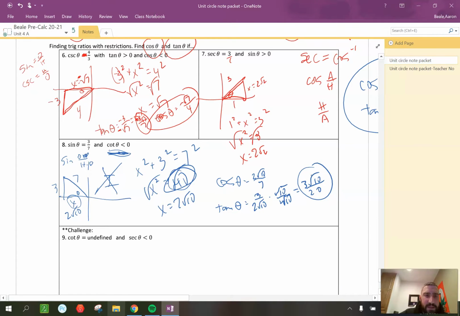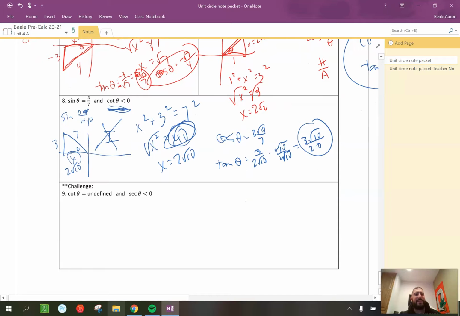All right, challenge question. Cotangent's undefined, and secant is negative. All right, let's try to think about this. Cotangent's undefined. Gonna have to have some zeros in the denominator, so cotangent meaning x over y, catching myself. X over y is undefined. Where does that happen? So x over y is undefined, meaning we get a y value of 0. So it should be here or here, right?